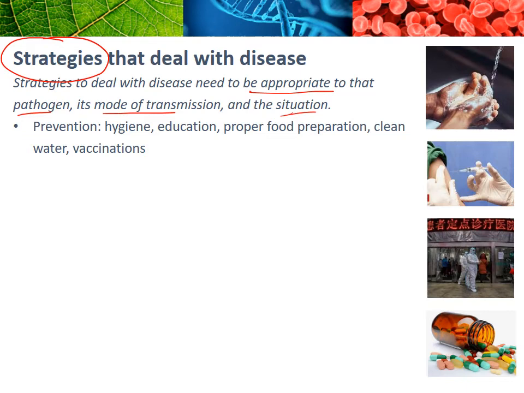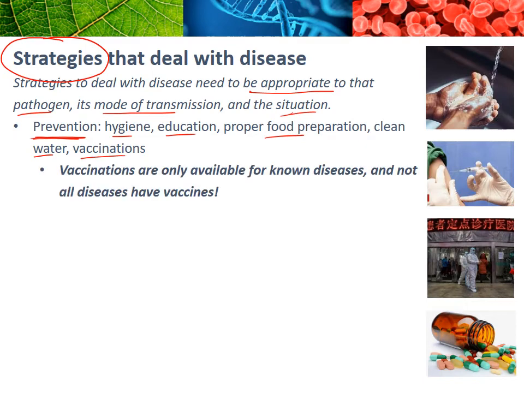The first goal with new disease is always going to be to prevent it spreading. Okay, again, that might be different based on what the disease is, but it can be prevented through good hygiene, washing hands, decontaminating surfaces, educating people about the disease and how it's spread, things like proper food preparation if it's a food-based pathogen, clean water, again, if it's a pathogen that spreads through that, and vaccinations. Really, really important thing to note about vaccinations, and this is why I've put it in bold.